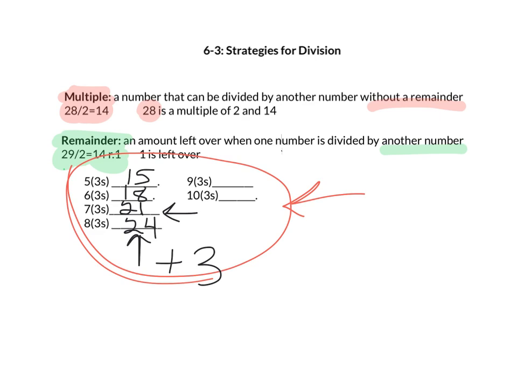Plus another 3, 27. Plus another 3 puts me at 30. So I have all of these multiples in front of me, and that is how this lesson in our math book helps us see the multiples of each number.